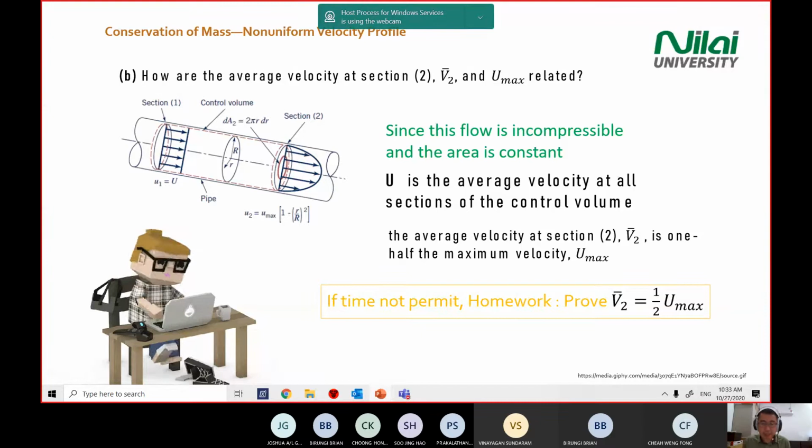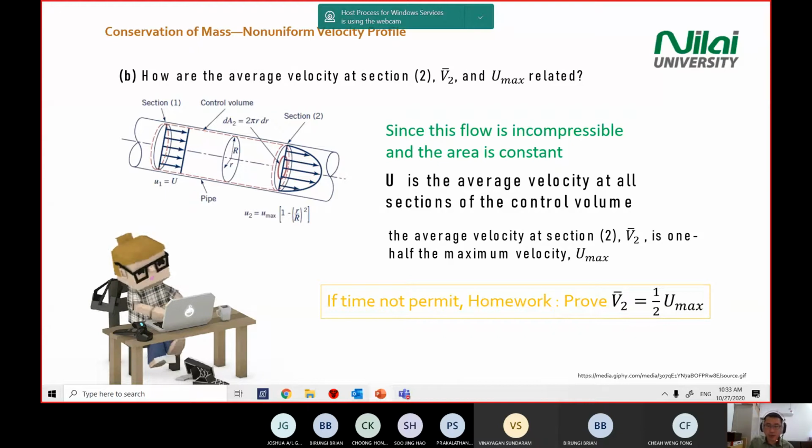So in the exam, if you're given a parabolic profile like this, and you are asked to use average velocity in your analysis, then straight away you use this information. Straight away you use average velocity to calculate the Umax. Okay.